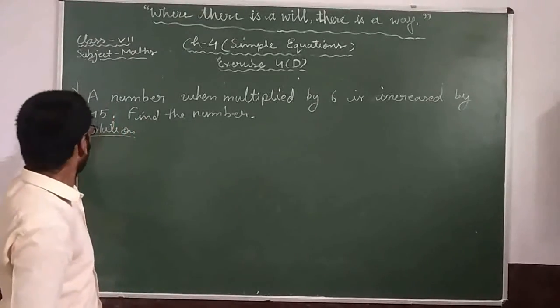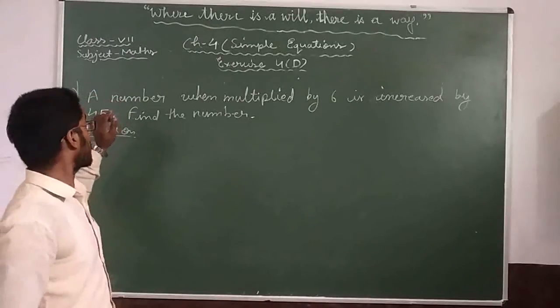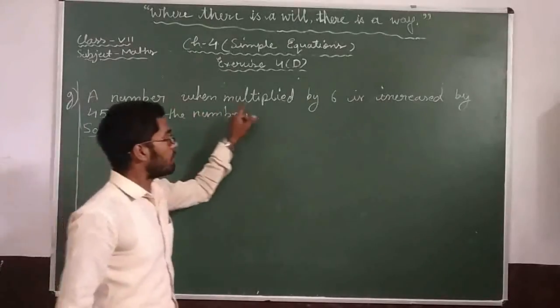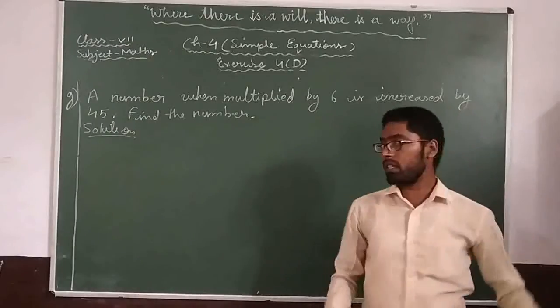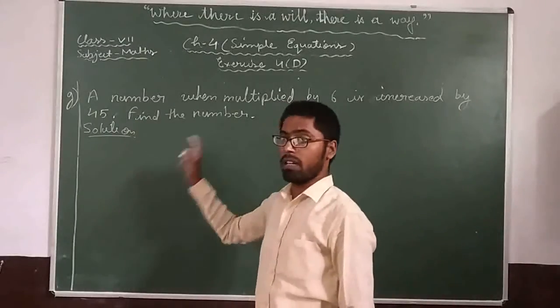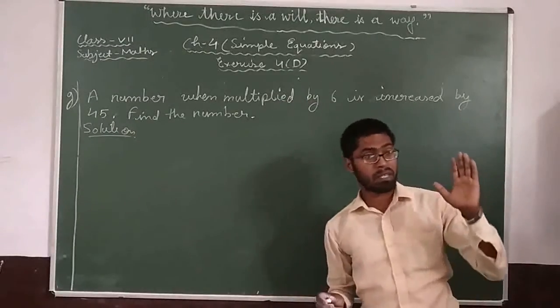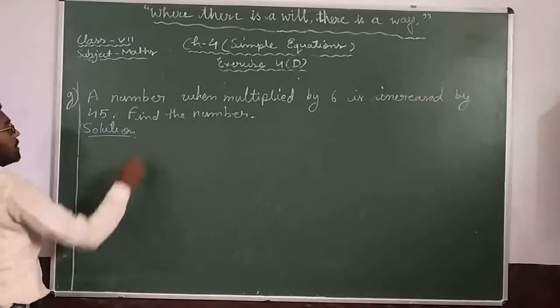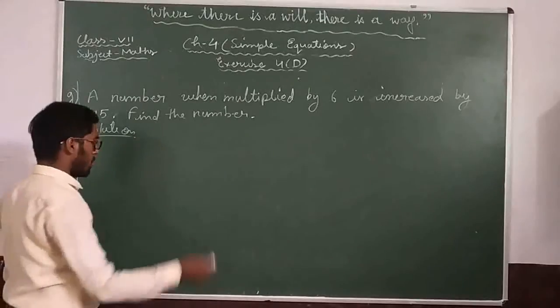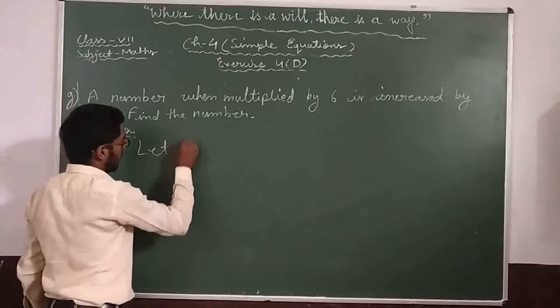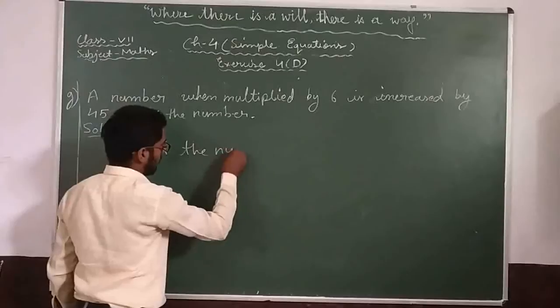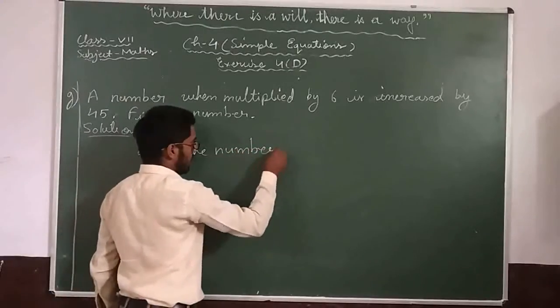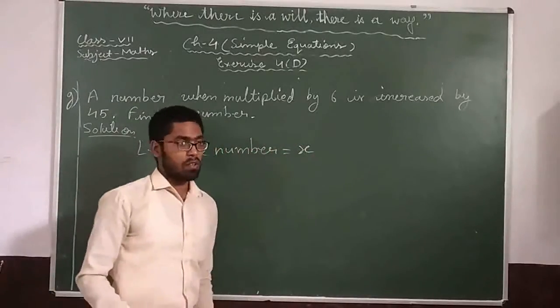Next question, part number 3 after question number 2. A number when multiplied by 6 is increased by 45. Find the number. It means the difference is 45. Okay. So what is the number? I don't know. So let the number be x.